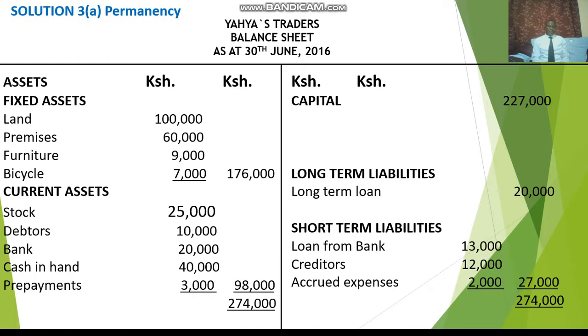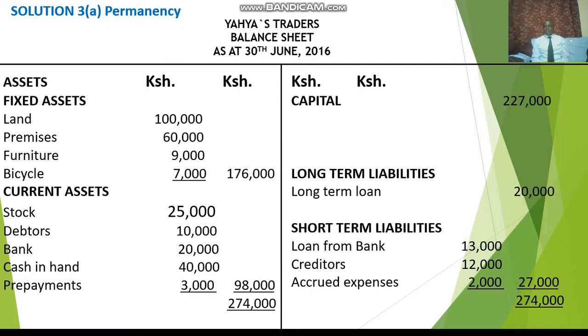Again, we come to the current assets as per the order of permanence. We have stock, followed by debtors, bank. Cash in hand is already cash, and the prepayments has already been converted into cash. So we have total current assets 98,000.